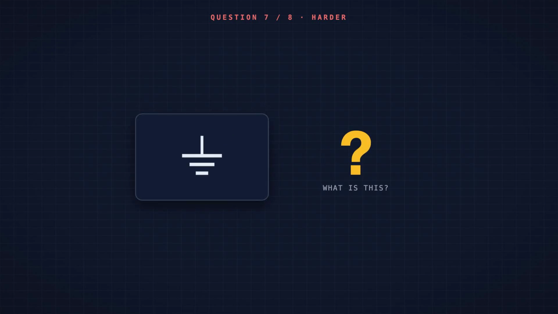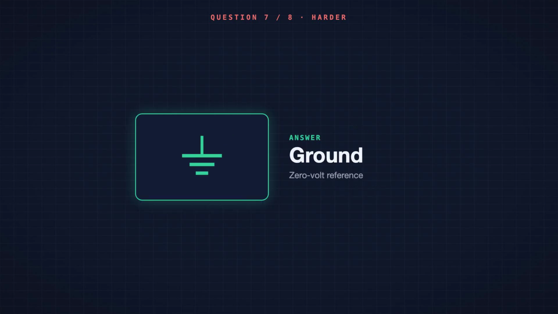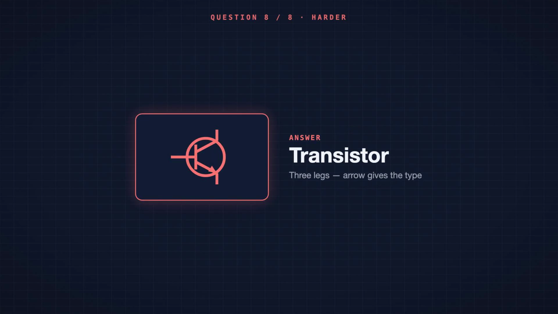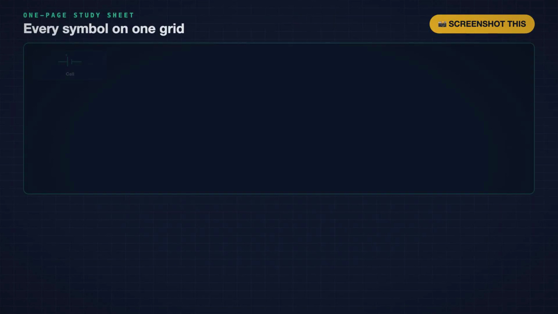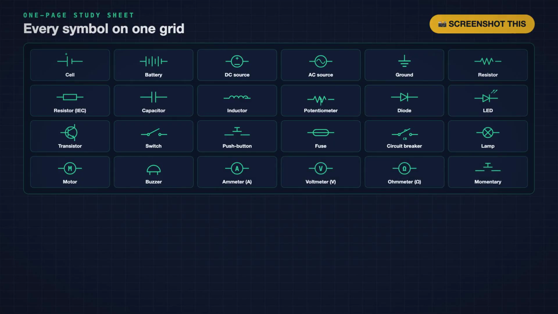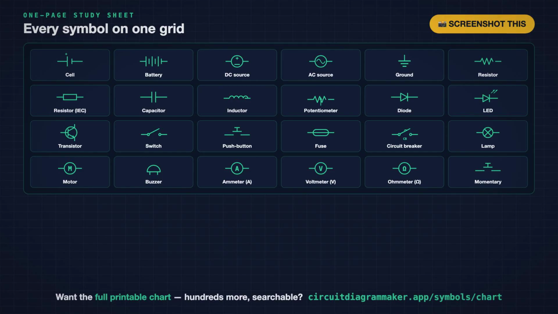For the meters, an ammeter is a circle with an A and it measures current. A voltmeter is a circle with a V and it measures voltage. And an ohmmeter, the Greek omega, measures resistance. Lamp glows, motor spins, and A, V, and omega measure current, voltage, and resistance. That is the whole course set.